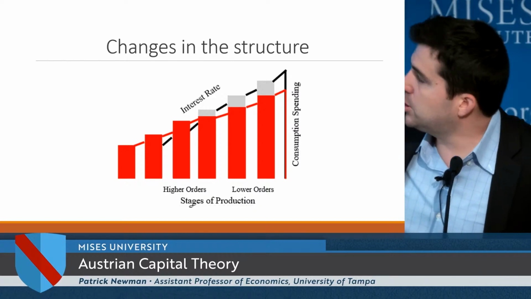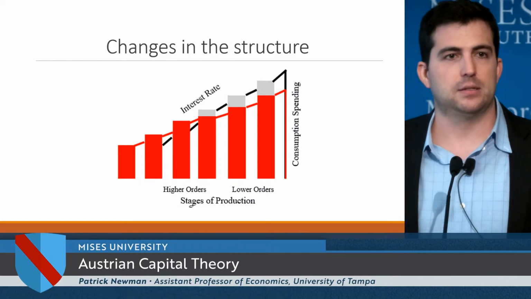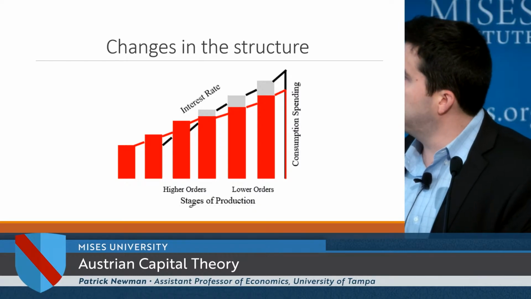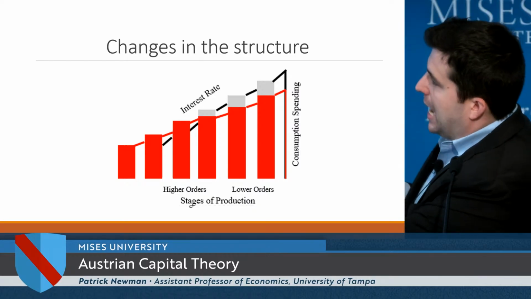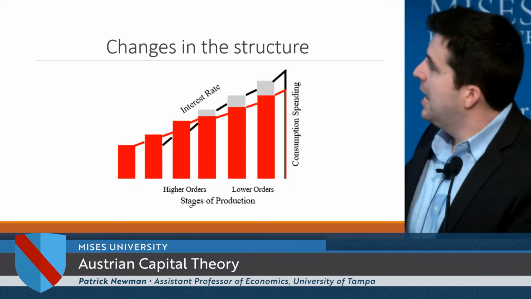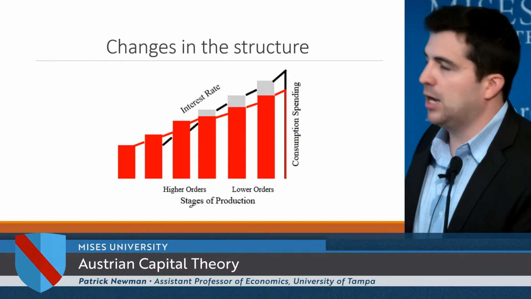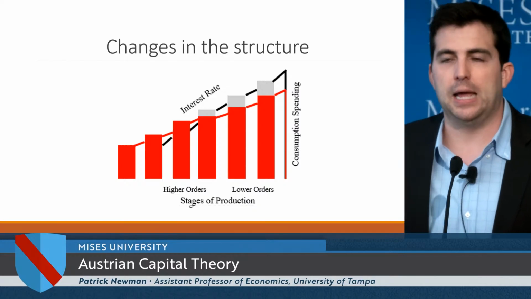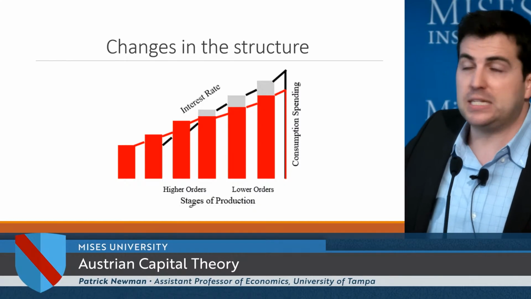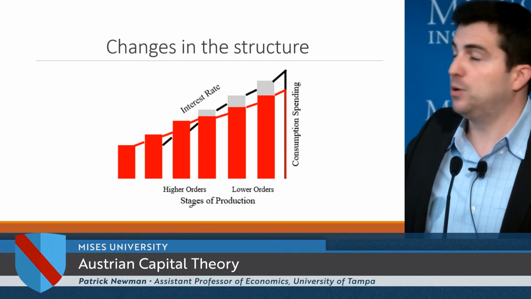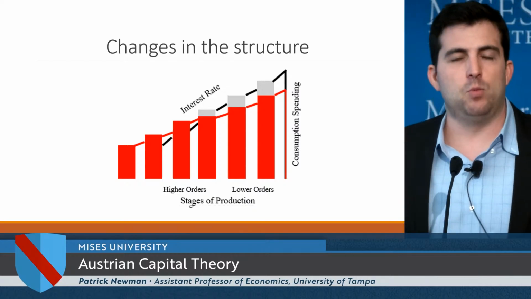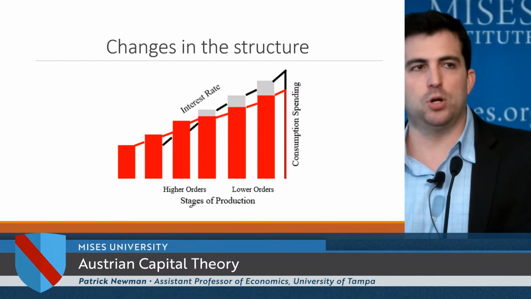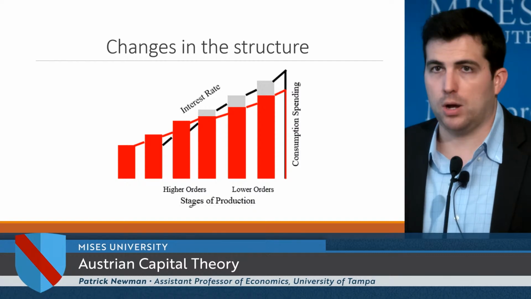Okay, so this is what Austrians really emphasize. Over time, the structure of production becomes more narrow, it stretches out, more stages are created. It's because of this that we have something like artificial intelligence, or we might have driverless cars or something like that. Of course, if people didn't save, the exact opposite would happen. We'd go from the red to the gray, and we would become poorer as a result. We would be able to produce less consumer goods, and they would all cost more.